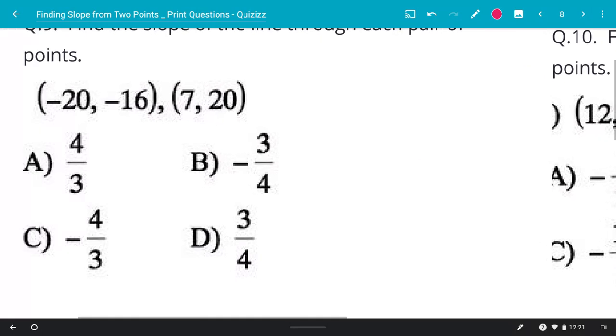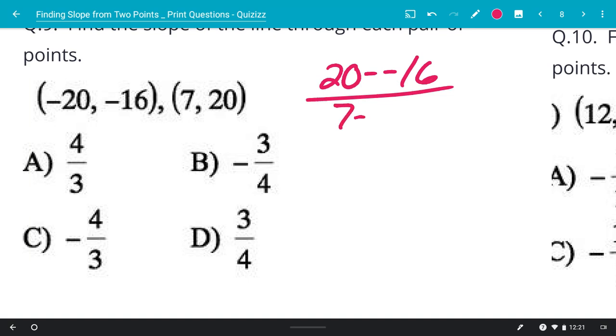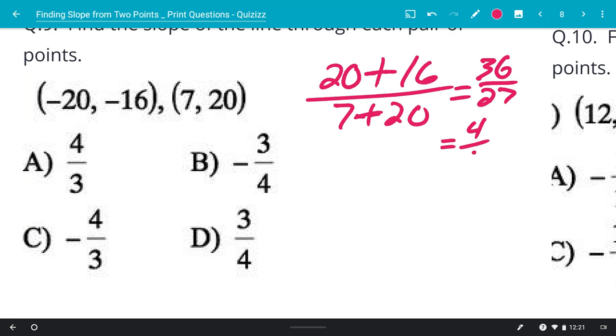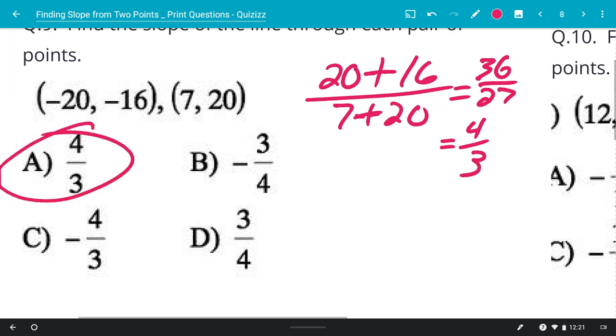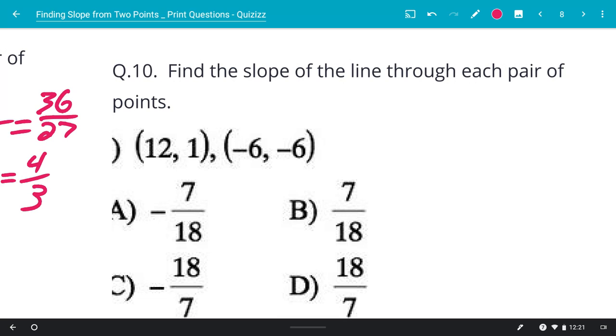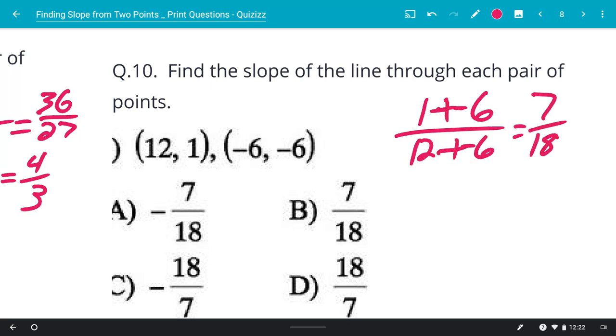Sorry about that. So I got 20 minus a negative 16 over 7 minus a negative 20. Now minus negatives is plus, so that's 36 over 27. 9 goes into both of those. 9 goes into 36 4 times, goes into 27 3 times, 4/3. Last one, number 10. 1 minus a negative 6 over 12 minus a negative 6 is 7/18. And that was your problem of the day or the quizzes that you should have done to start.